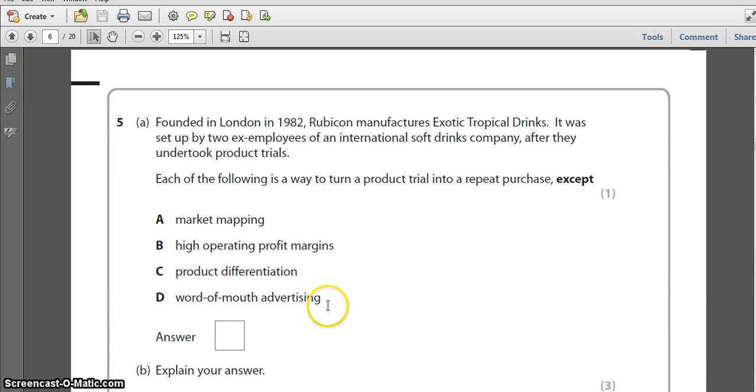However, knockout answer, you could say product differentiation would lead to a repeat purchase, because if a company is selling a product that is different to its competitors, it may be more appealing to customers who will want to buy it again. So for this question, we have to show knowledge of product trials, repeat purchases, what profit margins are, etc. Right, question 6.